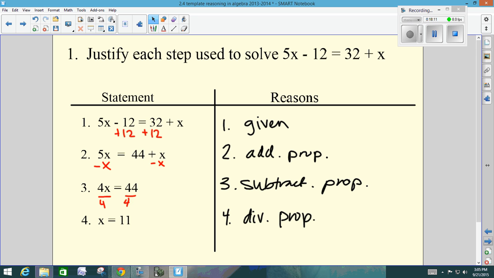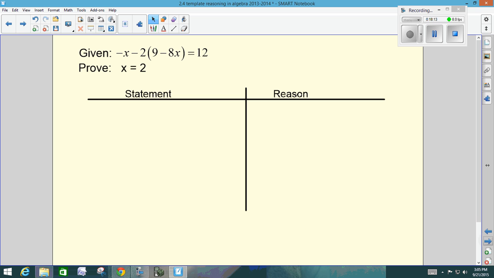All right. Next one. Given negative x minus 2 times the quantity 9 minus 8x equals 12, we're proving x equals 2. They're giving you the answer, x equals 2, but I want you to prove, show me the steps, explain why or how you get to that. That's how any proof works. Next chapter, when we get to the geometric ones, they're going to tell you what you're trying to prove, your final answer. You just have to figure out how to get there.